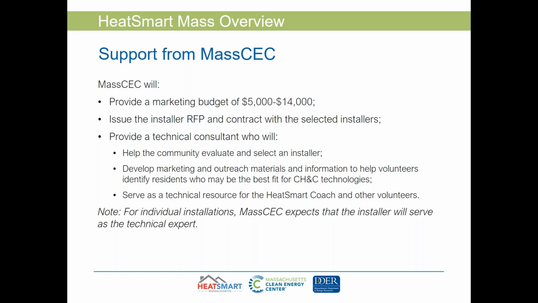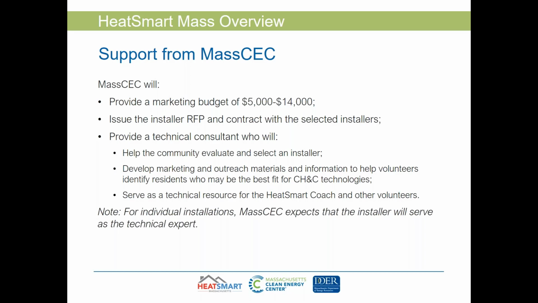Again, if you have any questions, definitely type that in. What Mass CEC is also going to do as a part of this process, we mentioned that competitive installer selection. We are going to issue that installer RFP on all of the communities' behalf, and also contract with the selected installers, which the community themselves will select. We also will provide a technical consultant that's going to play a variety of roles, but the main function is to help your community evaluate and select that installer, especially from a technical perspective.